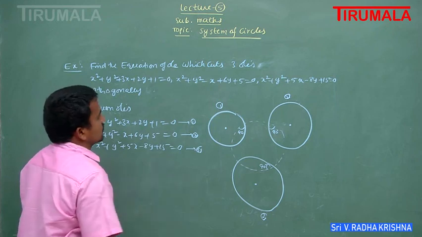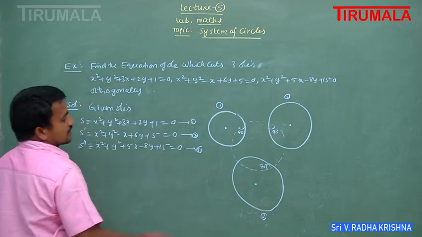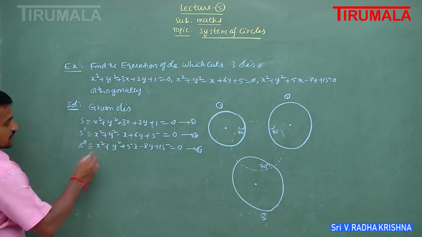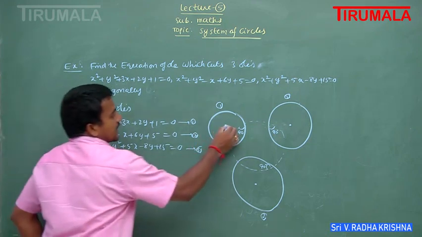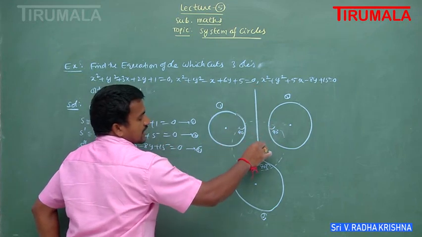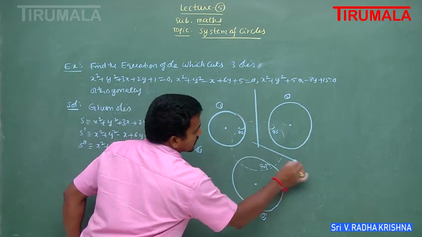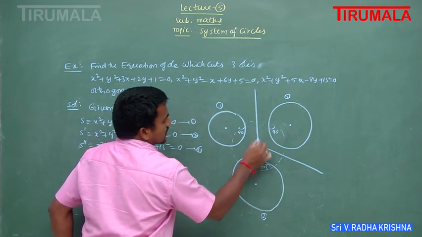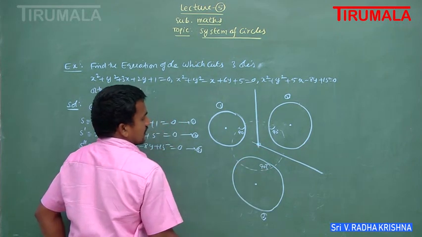Next, this is the easy model to find the equation of the required circle which cuts orthogonally. First, find the radical axis. The radical axis of 1 and 2, this is the radical axis. Next, the radical axis of 2 and 3. Two radical axes, solving, we get the radical center.